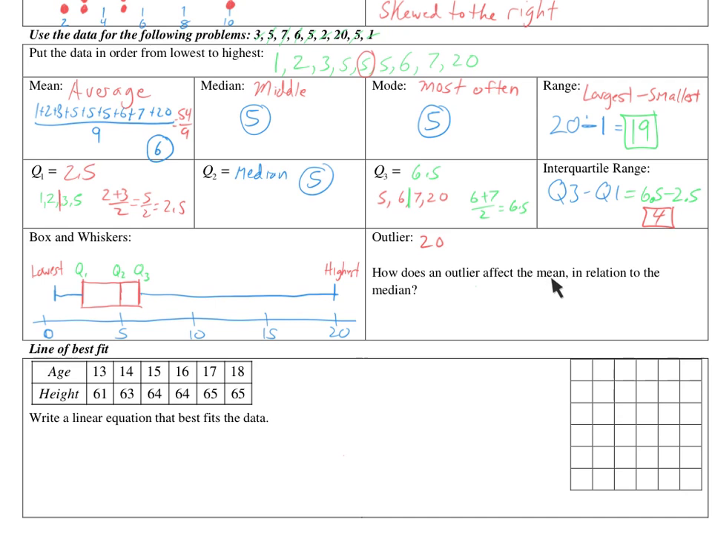Now, the next question is kind of interesting. How does the outlier affect the mean in relationship to the median? Meaning, how does the outlier affect your average? Would it change the average? Yeah. If I took 20 out of here, would that completely change your average? Yes. My average was 6, right? If I took 20 out of this, you cross that out right there, would that lower it quite a bit? So what did the 20 do? Didn't it make your average bigger than it should be?